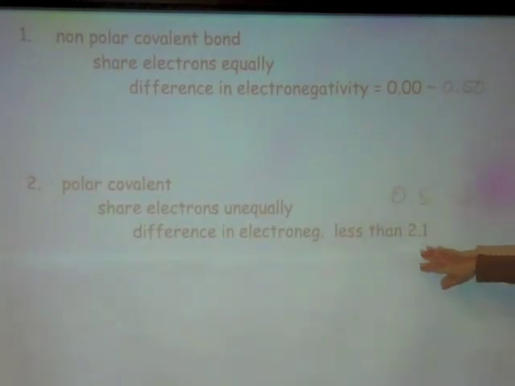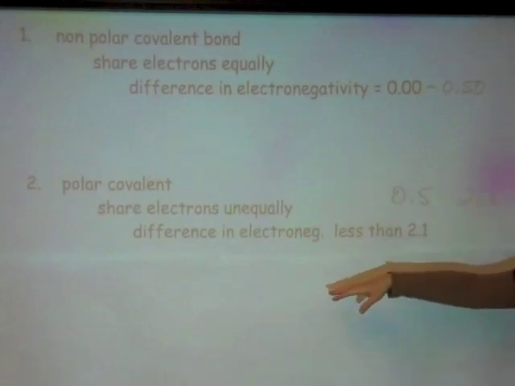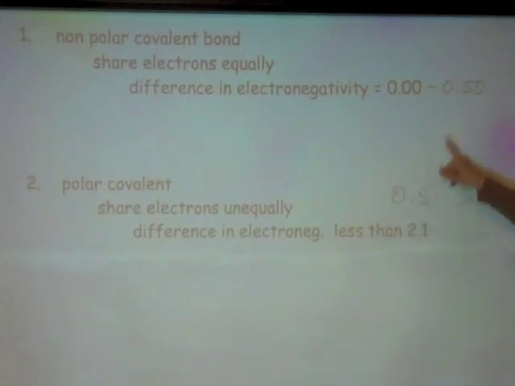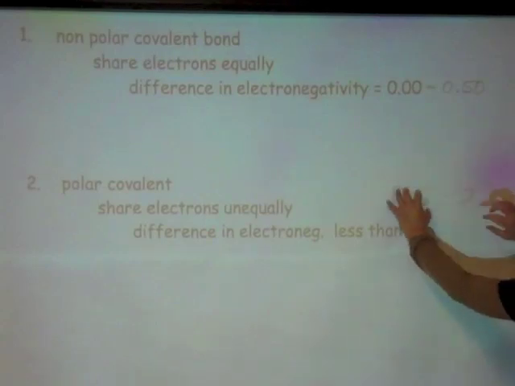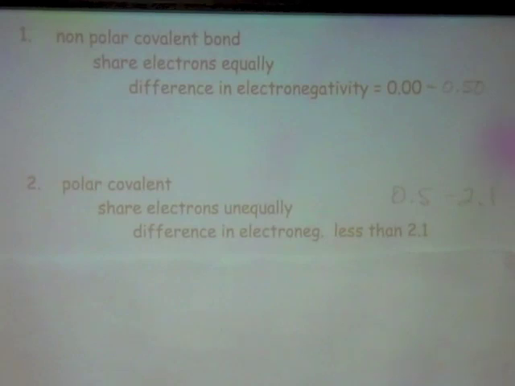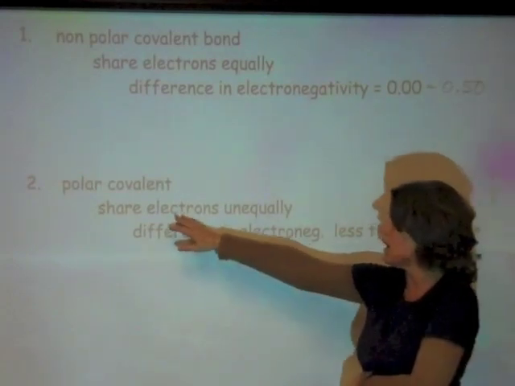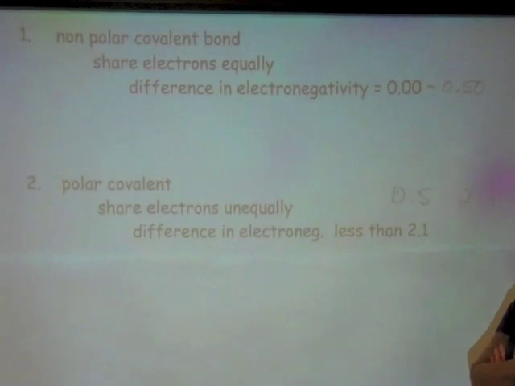So, we say that the difference in electronegativity is less than 2.1, but it's going to be greater than 0.5. So, for those of you who are having a hard time seeing the pencil, it is 0.5 to 2.1. If the difference in their electronegativities is between these two values, then we say that it's a polar covalent bond. They're sharing electrons, but they're not sharing them equally. If they have a big difference in their electronegativities, the more electronegative of the elements is going to have the electrons around it the most.